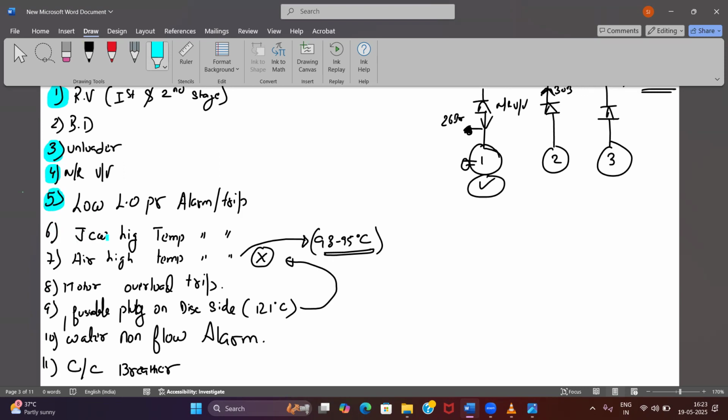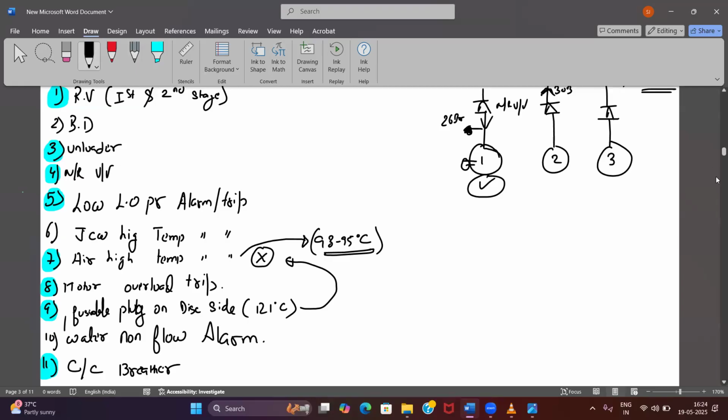Jacket cooling water high temperature alarm will be there in water cooled. Water cooler, yes sir. Air high temperature will be common in both. Either this will be there or the fusible plug will be there, one of the two. Motor overload protection will be in both. Water non-flow will be only in water cooled. Crankcase breather will be common for all. Whatever I have indicated with this blue part is common for both air cooled and water cooled compressors. Whatever I have not marked is specific only to water cooled compressors. Is it clear? Yes, sir.